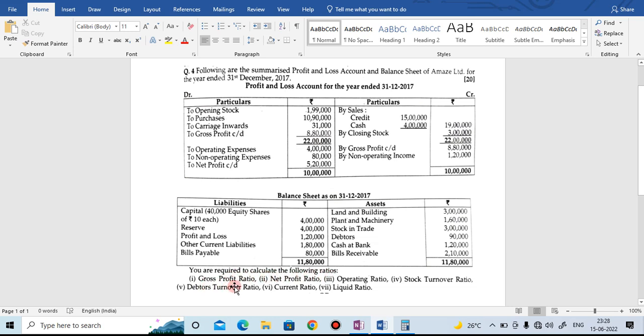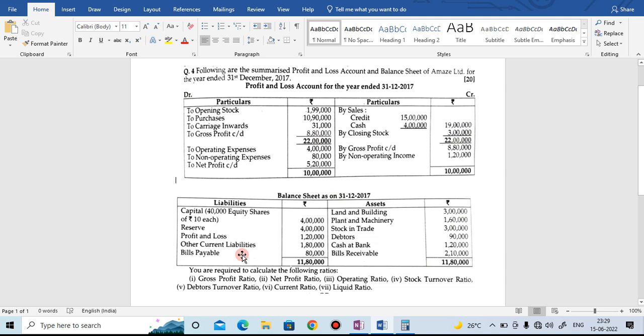First ratio is gross profit ratio, second is net profit ratio, third is operating ratio, fourth is stock turnover ratio, fifth is debtors turnover ratio, sixth is current ratio and seventh is liquid ratio. By observing this profit and loss account and balance sheet, we have to calculate these following ratios. So a total of 7 ratios.